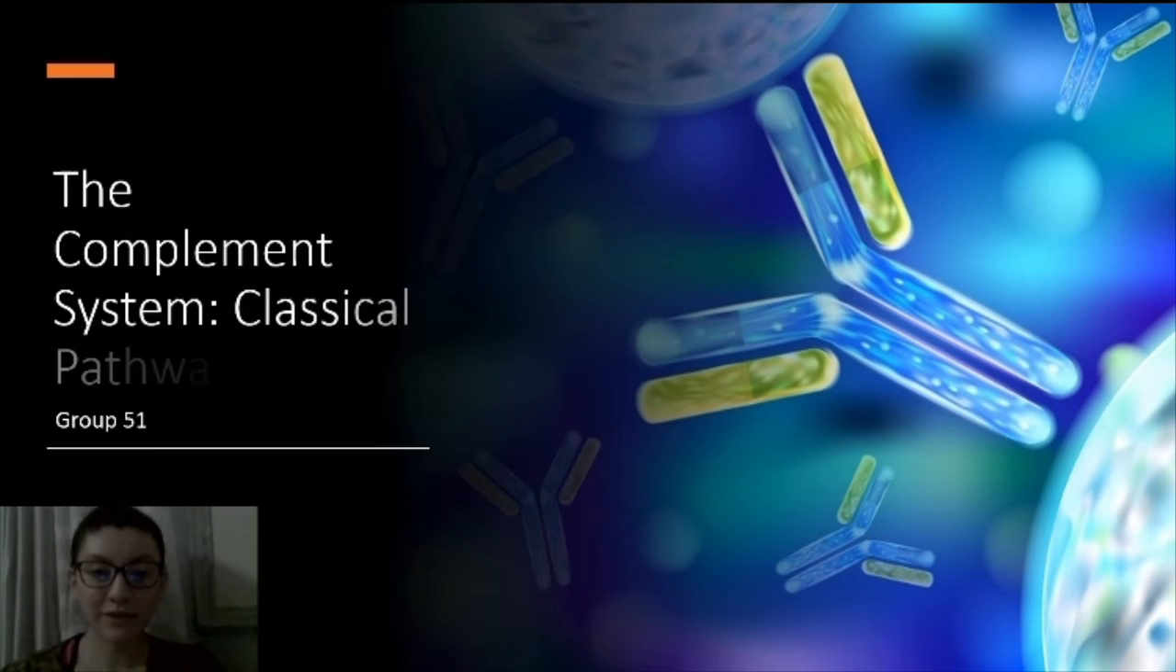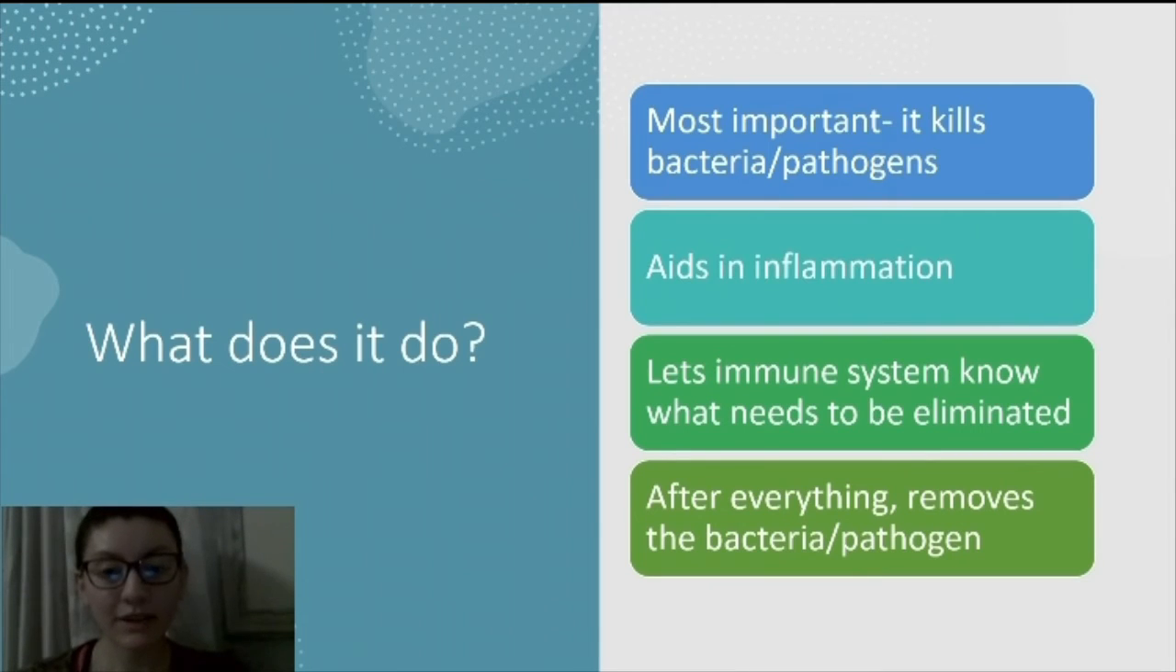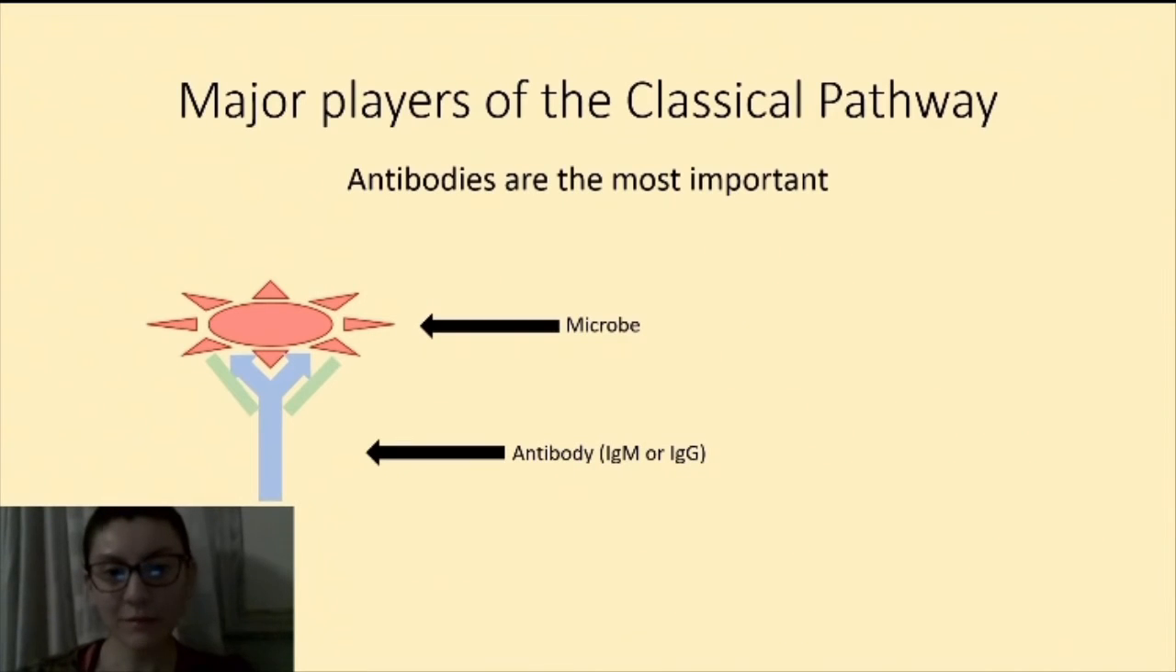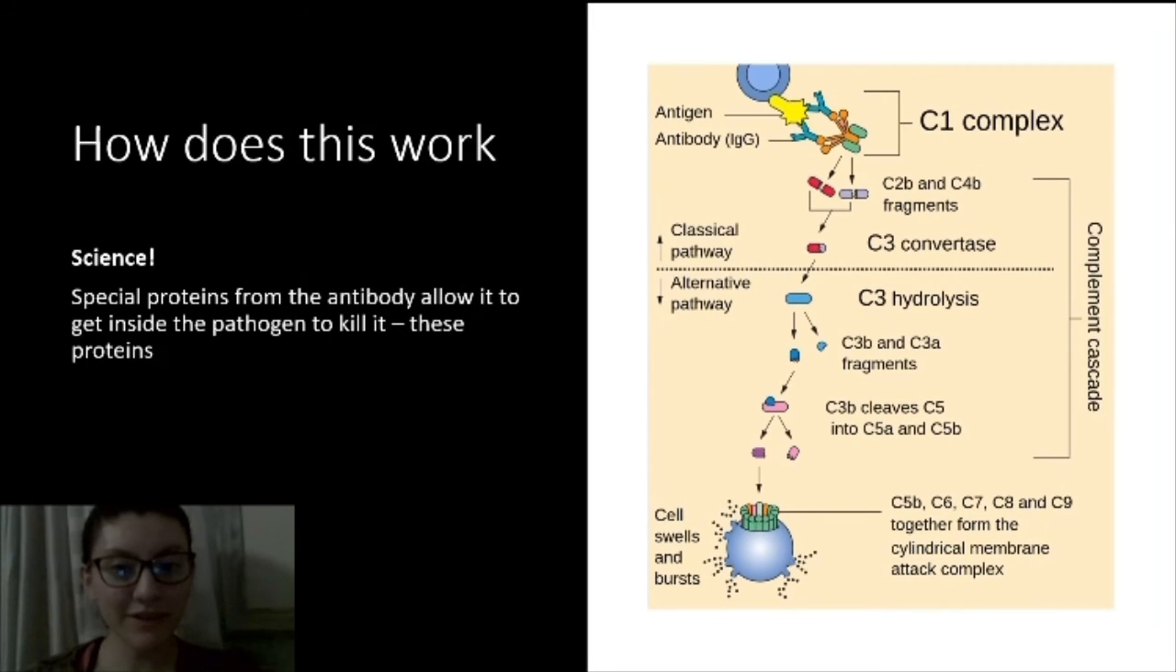The classical pathway is one of the three pathways of the complement system. It kills pathogens or anything that causes disease, such as bacteria. It aids inflammation, lets the immune system know what needs to be eliminated, and after everything, it removes the pathogens from the bloodstream. The major players of the classical pathway system are, of course, the microbes and the antibodies that attach to it. So how does it all work?